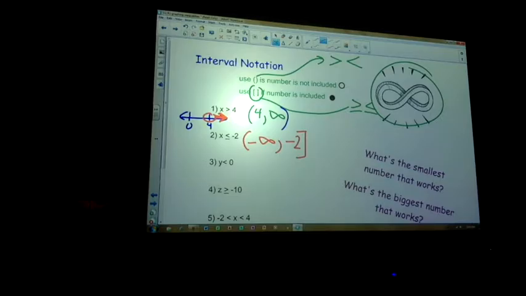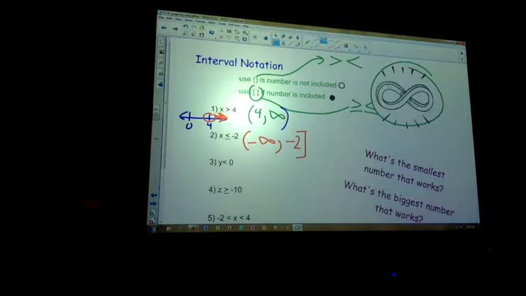Okay, I can never get to negative infinity. I only get real close to it. So I have to have it as a parenthesis because it's not a number, it's a limit I'm getting to. But I could get to negative 2. It's a square bracket, I include it.